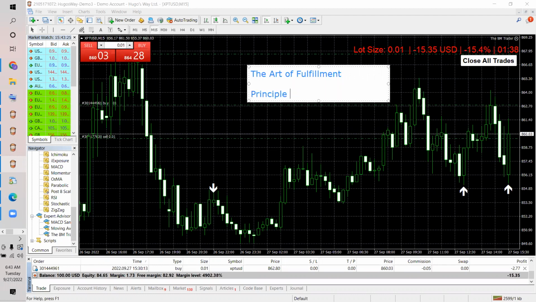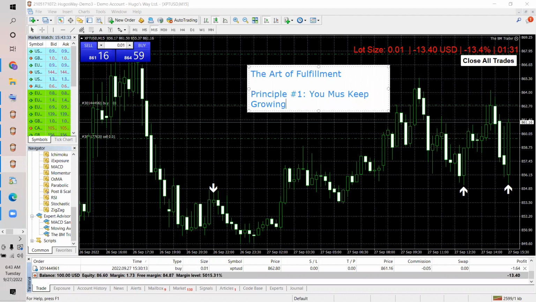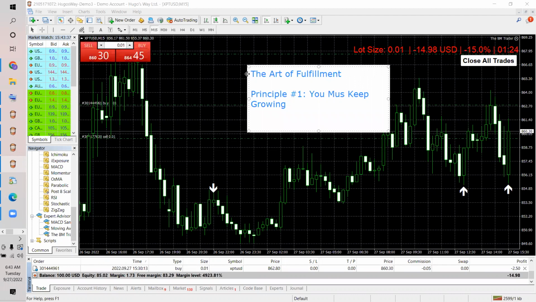Principle number 1, you must keep growing. You must keep progressing. You must grow when you have failed, and you must grow when you have succeeded. You must grow when there is a setback, and you must grow when there's a step in the right direction.